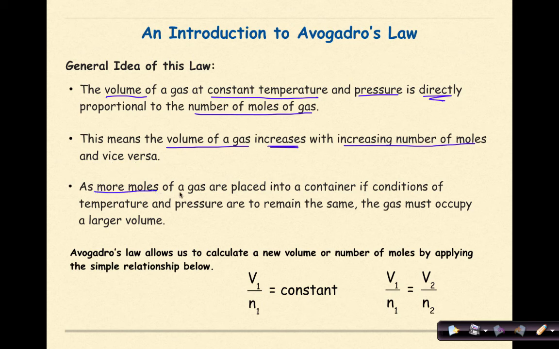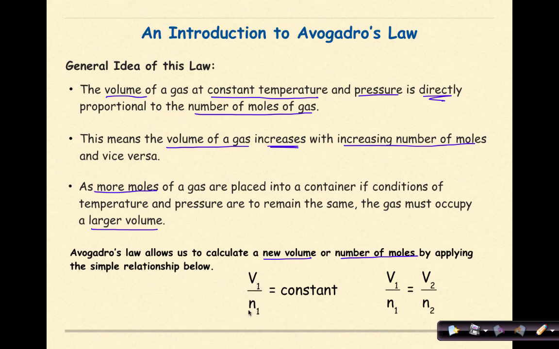As more moles of a gas are placed into a container, if conditions of temperature and pressure are to remain the same, the gas must occupy a larger volume. Avogadro's law allows us to calculate a new volume or number of moles by applying the simple relationship below. The relationship between volume of gas and moles of gas is a constant. So if the number of moles of gas increases, the volume of the container will also increase. This is a direct relationship.